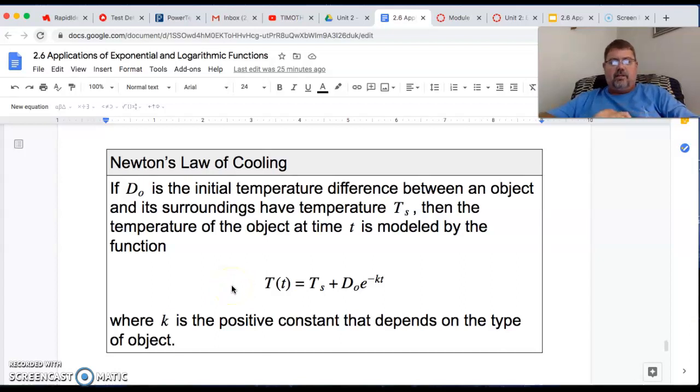Okay, welcome back everybody. In this last video, we're going to look at another exponential function that has a lot of applications. This is Newton's law of cooling. It can be a little confusing, and it comes in different forms sometimes, and I'll tell you what.